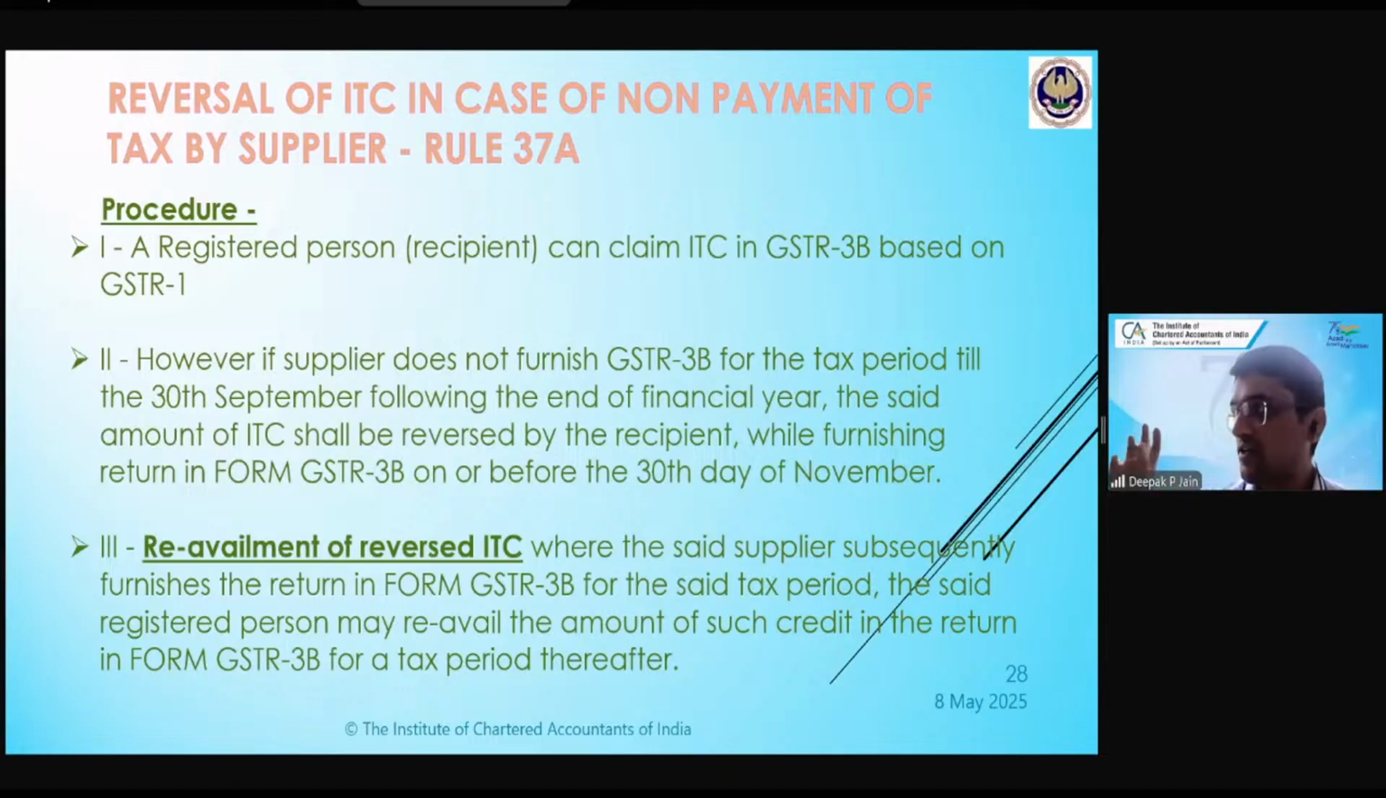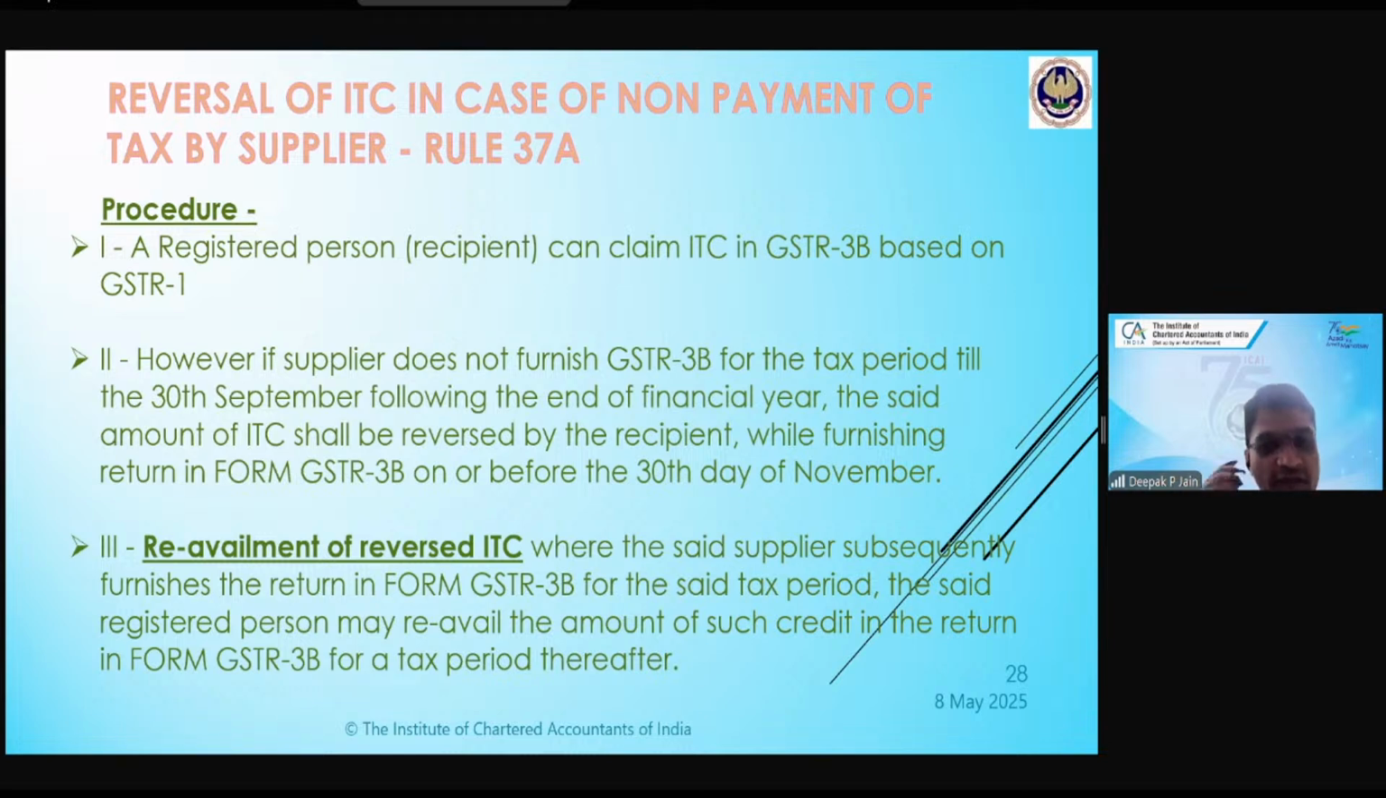So it's only there in your electronic credit ledger, but you have not utilized it for payment of your output tax. That is called claiming of the credit, not availing. So you have only claimed it, and it's only lying as a balance. You have not utilized it for any payment, then no interest. The second scenario is when you have claimed it and utilized it, then you will have to pay the interest.